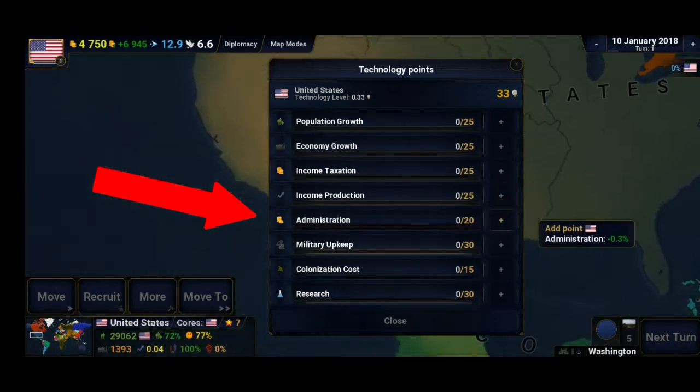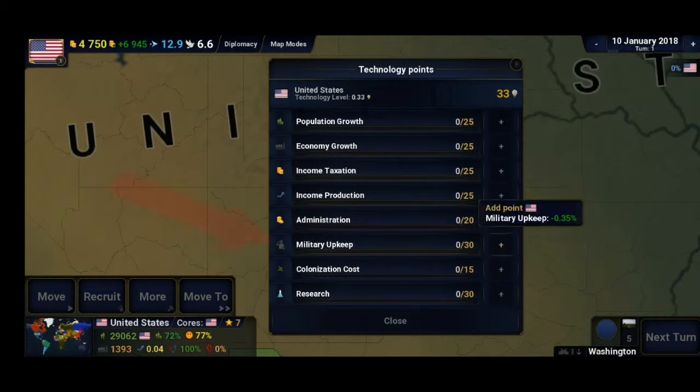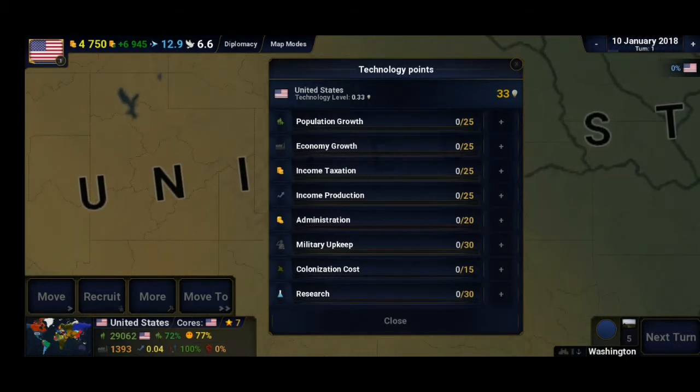Administration, when you do that, it lessens the spendings on maintaining your country or your civilization. Military upkeep, as you increase that, it decreases the amount you have to spend on maintaining your army. It means you can field a bigger, better army with more troops, while having to spend less and less as you increase that bonus. For colonization cost, I wouldn't advise you to go for that in the modern day era, because there would be no more colonization other than after the Victorian era.